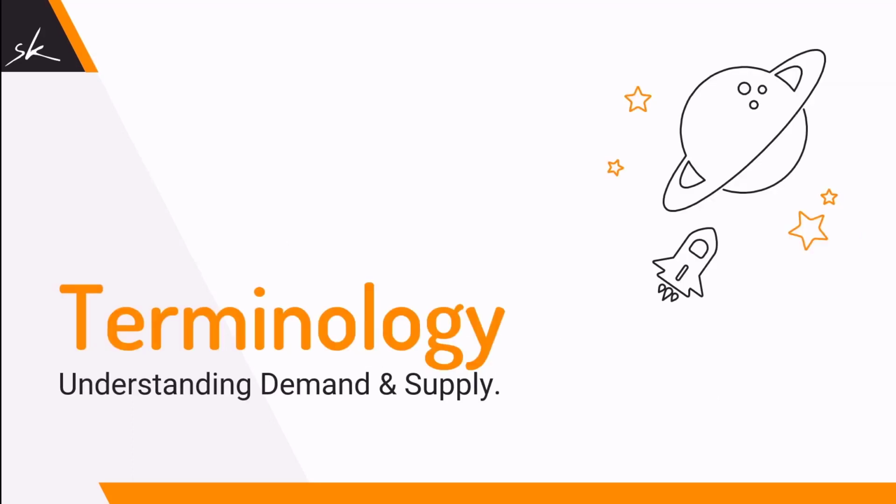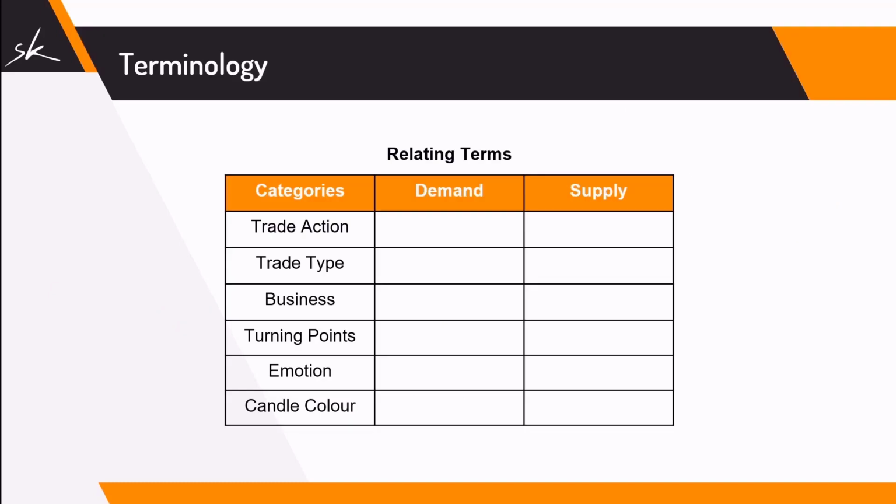Let's look at different terminologies to understand demand and supply. Let's talk about different categories and how they are related to demand and supply. If we talk about trade action, at demand we will always buy, and at supply we will always sell. Trade type. Whenever we buy first, it is called a long position, therefore at demand we always go long. Whenever we sell first, it is called a short position, therefore at supply we always go short.